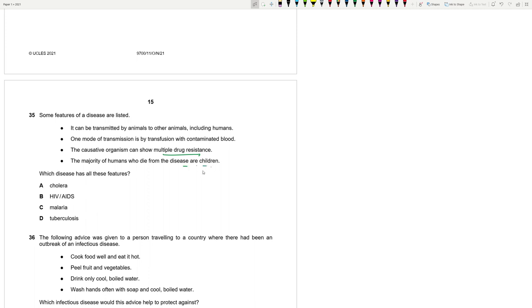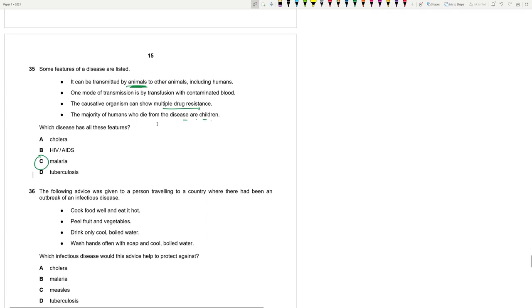It is transferred by animal to other animals, and one method is transfusion with contaminated blood. The causative agent can show multiple drug resistance. Typically, we correlate drug resistance with malaria and TB. But here, since there's a vector, since it can be transmitted like this, for 35 the better option is actually malaria, C. And children do die from this disease.